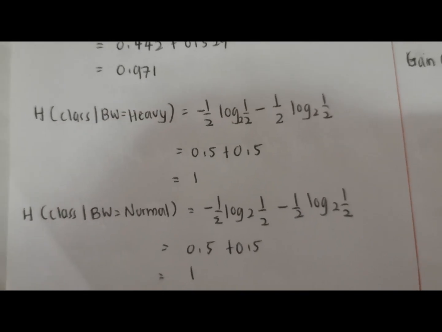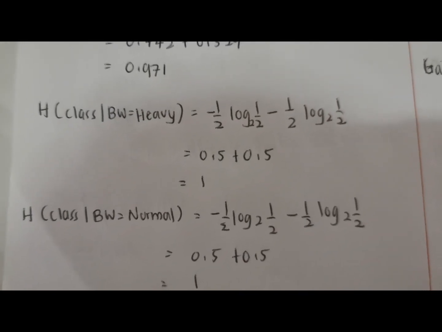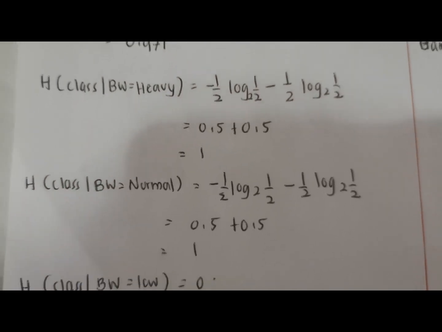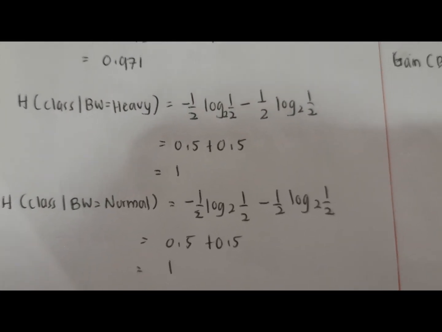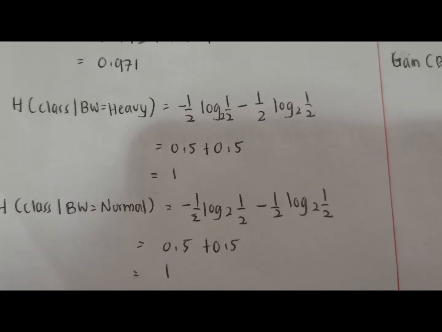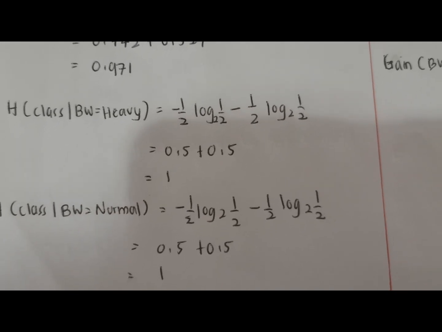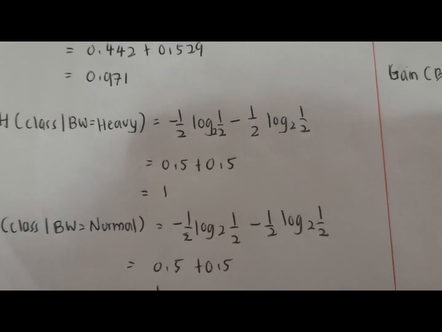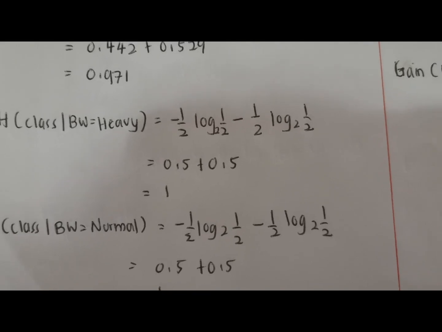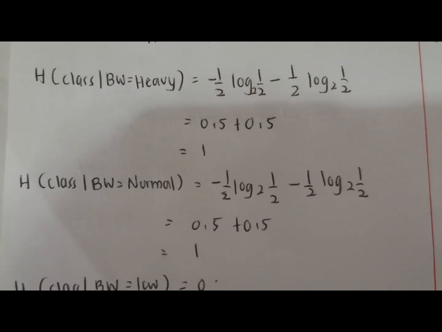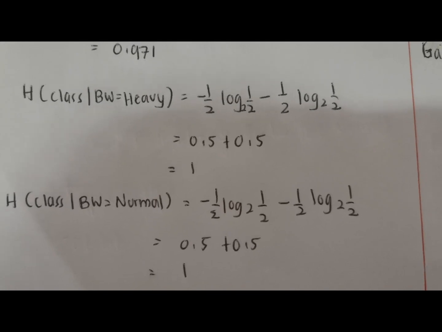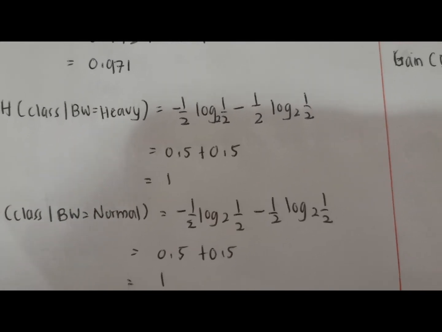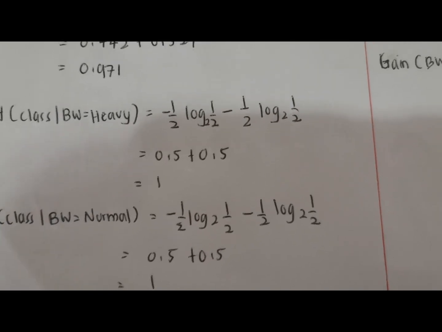And then we have to follow with the H class of the body weight of heavy, negative 1 over 2 times log 2 of 1 over 2 minus 1 over 2 times log 2 of 1 over 2. Then we get 0.5 plus 0.5 equal to 1. After that, we will find the H class for the body weight of normal, which is the same. We get the answer 1.